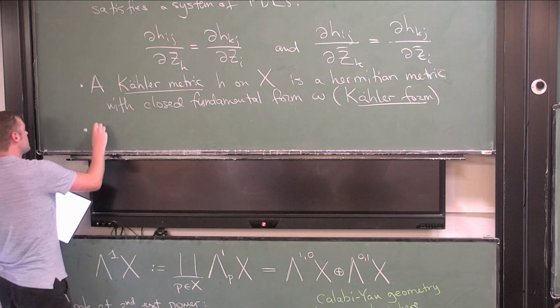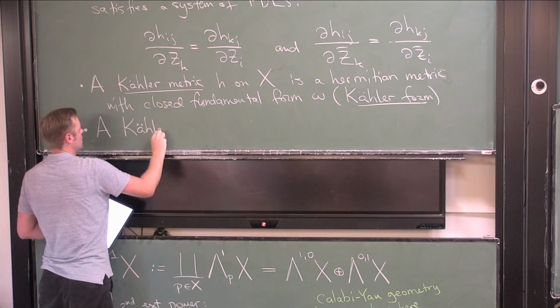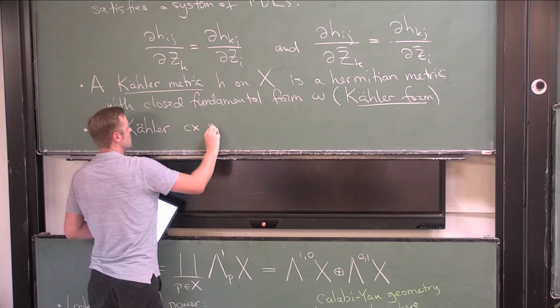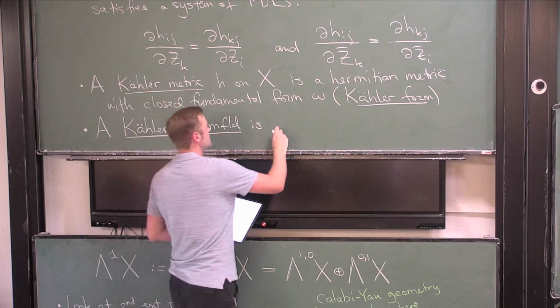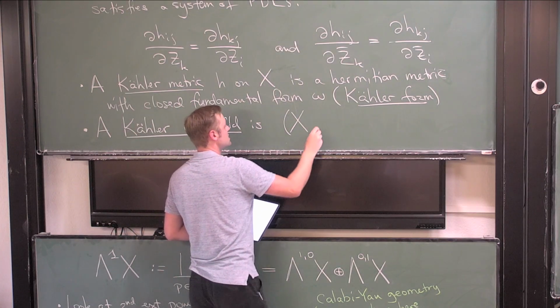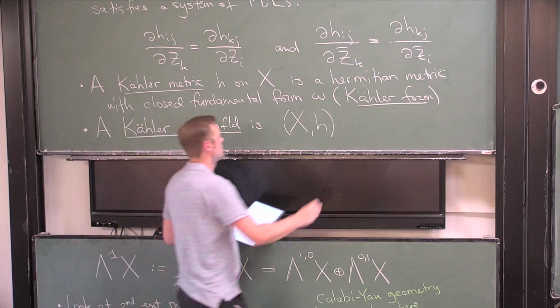So one more word. A Kähler complex manifold is just this data of a complex manifold X with a Hermitian metric which is Kähler.